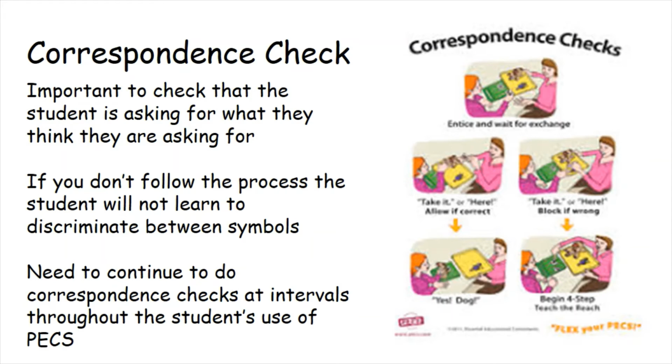So your first step is entice and wait for an exchange. When they give you a symbol, you offer them the item, or items even, and say, take it or here. We don't name it at this point because that would be a prompt. So we just say, take it. And if they get it right, you praise, yes, it's a dog, well done. That's if the symbol that they have given you matches the item that they take. If they get it wrong, you have to block, and then you do a 4-step error correction.